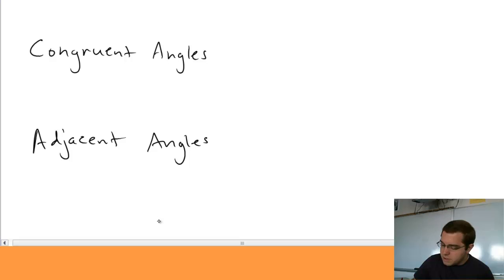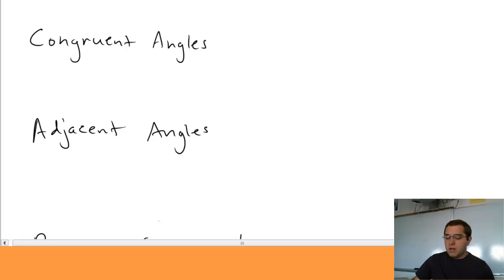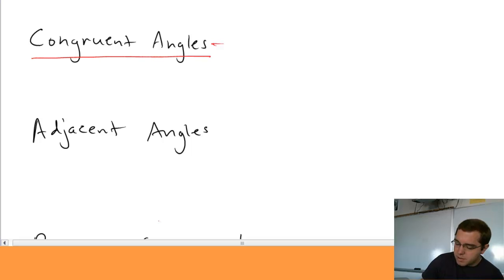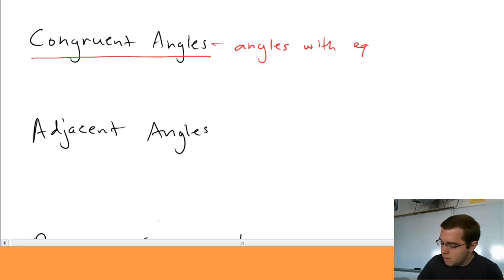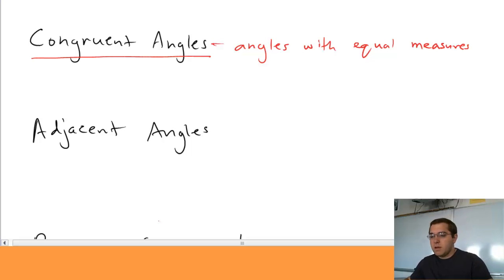Now, a few more definitions. Congruent angles, just like congruent segments, are angles that have the same measure. So congruent angles are angles with equal measures. If two angles both have the measure of 50 degrees, then those angles are congruent to each other.